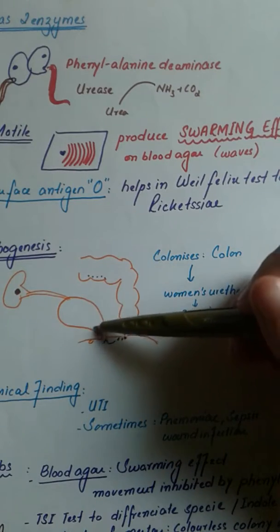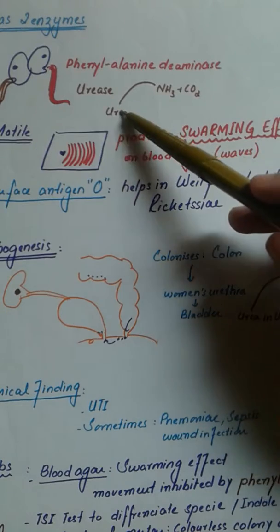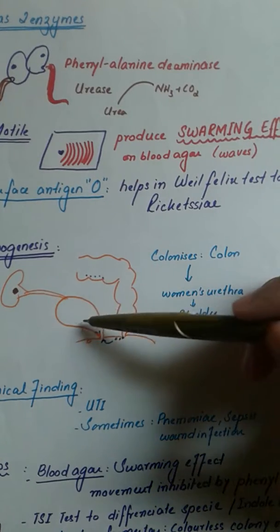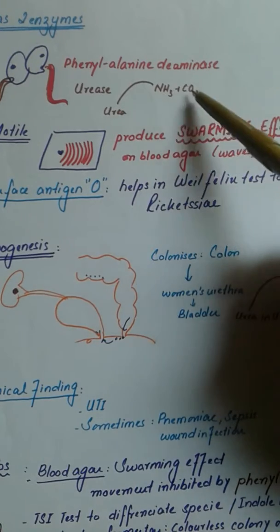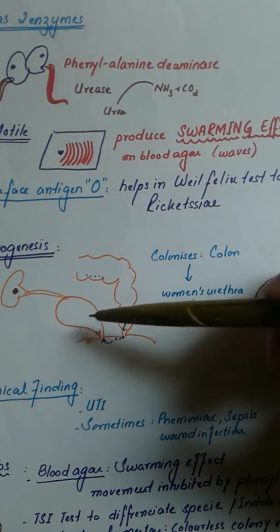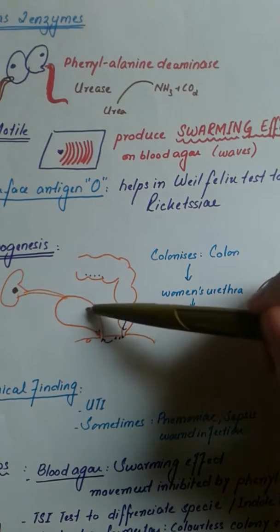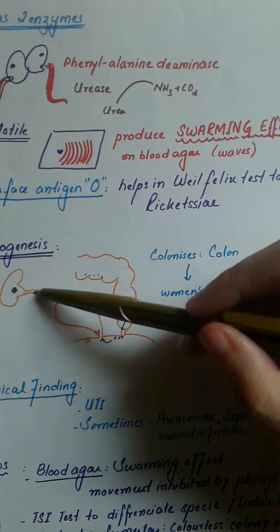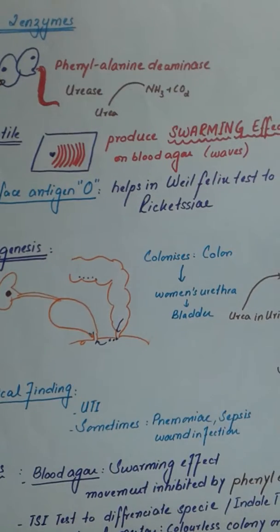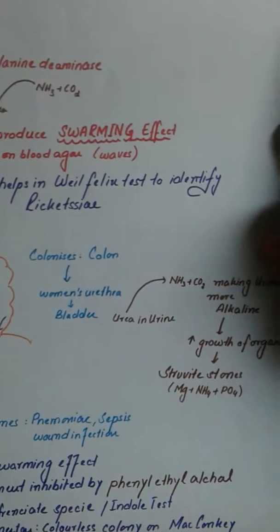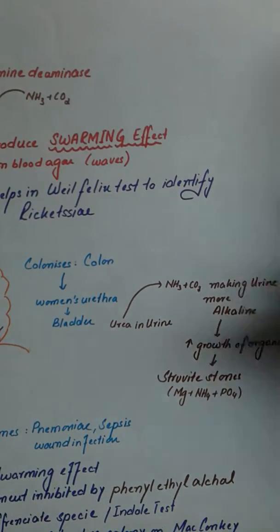But how does this organism survive in the bladder? Because it is urease positive, it converts all the urea present in the urine to ammonia and carbon dioxide, making the urine more alkaline. This favors more bacterial infection, and as the infection progresses towards the kidney, they result in the formation of struvite stones. Now, struvite stones are specific stones which consist of magnesium, ammonium, and phosphates.